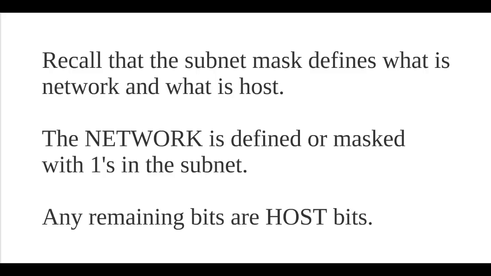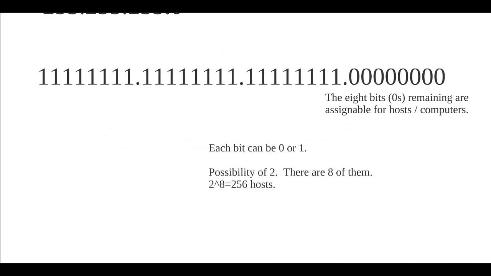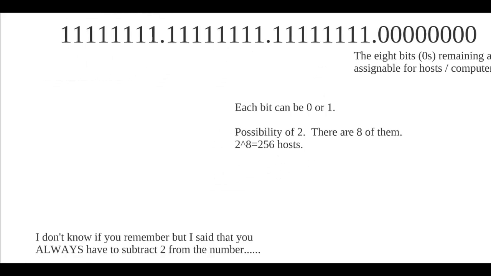So, way back, like 17 minutes ago, the subnet mask defines what is a network and host. The network is defined or masked with 1s in the subnet. Anything left over are the host bits. So if we look back at our example and compare it to our subnet, all those 1s are the network ID, which happens to be 192.168.1. The last remaining section is all zeros. The only thing I can put in those zeros is 1 or 0. That's a possibility of 2. There's 8 of them. 2 to the 8th power is going to give me 256 hosts.